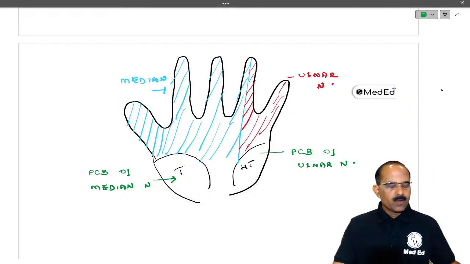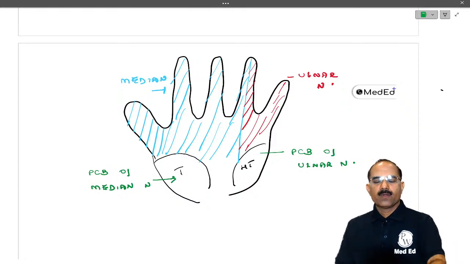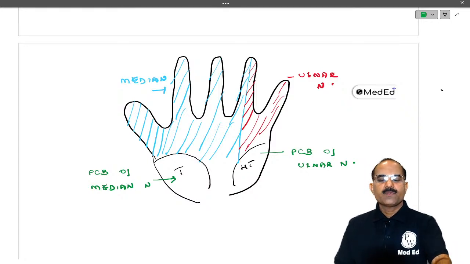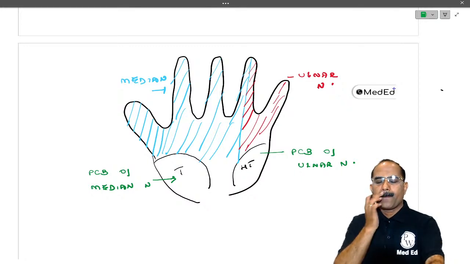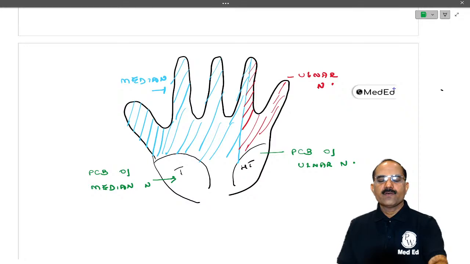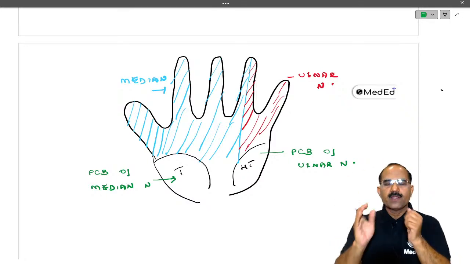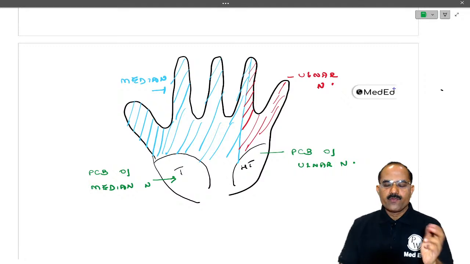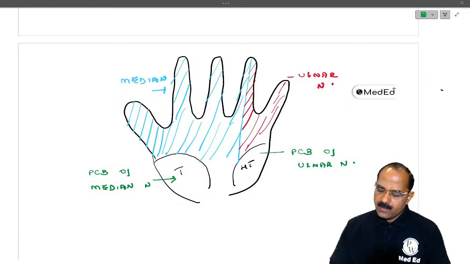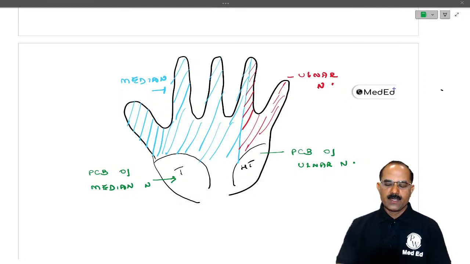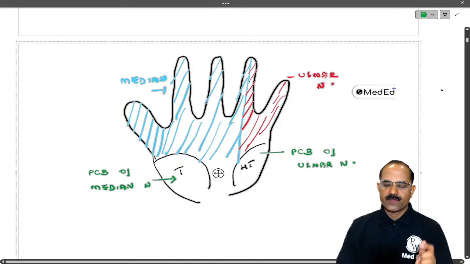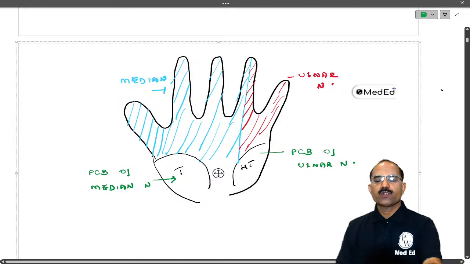Voice is breaking. Ulnar nerve supplies how many muscles in the hand? Ulnar nerve supplies 15 muscles in the hand, and it supplies the skin on the medial aspect of 1.5 fingers. ठीक है बच्चों? The answer for this is going to be the ulnar nerve.